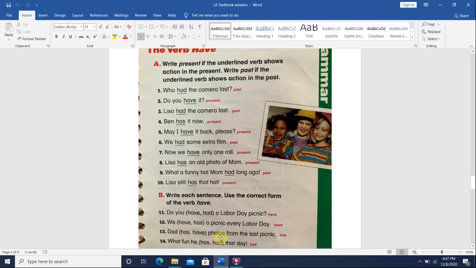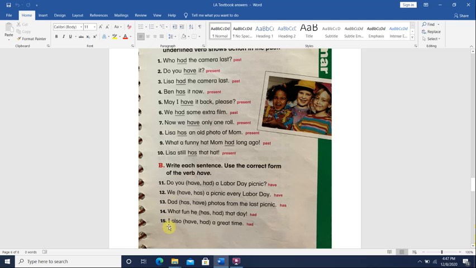Dad has photos from the last picnic. Okay, so that is only one person, so we choose has. What fun he had that day. Okay, the words that day are talking about the past, so that's why we would choose had. Okay, 15. I also had a great time. So, okay, the sentence still belongs to the past because they're talking about the last picnic on Labor Day.